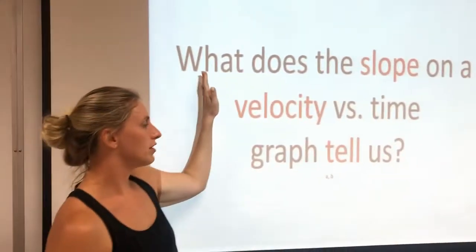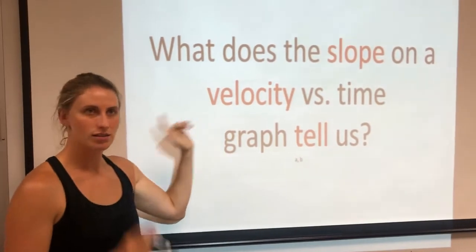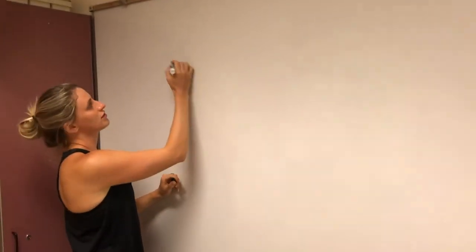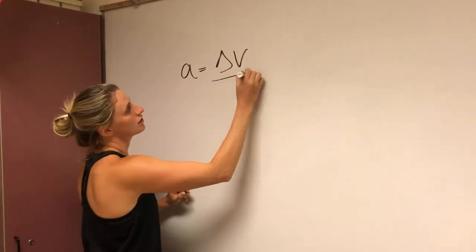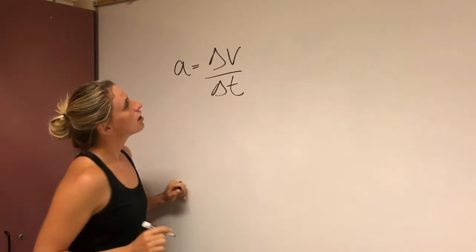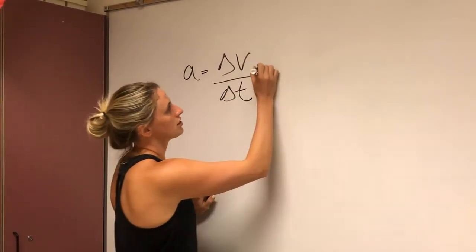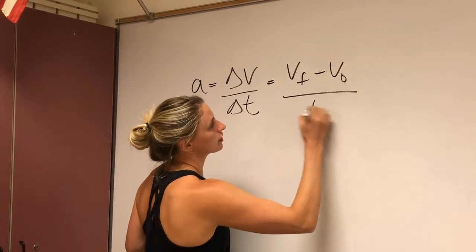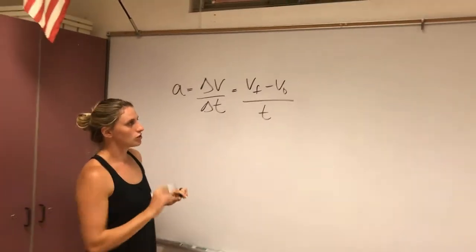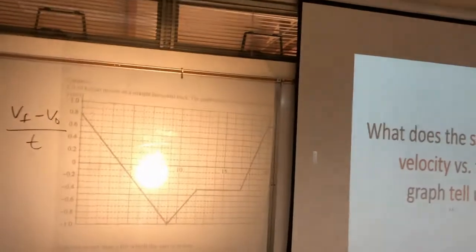What does the slope on a velocity versus time graph tell us? Let's check it out. So we know that the definition of acceleration is the change in velocity over the change in time. And when we talk about the change in velocity, we're talking about v final minus v initial over the time interval. Let's take a look at our free response question.